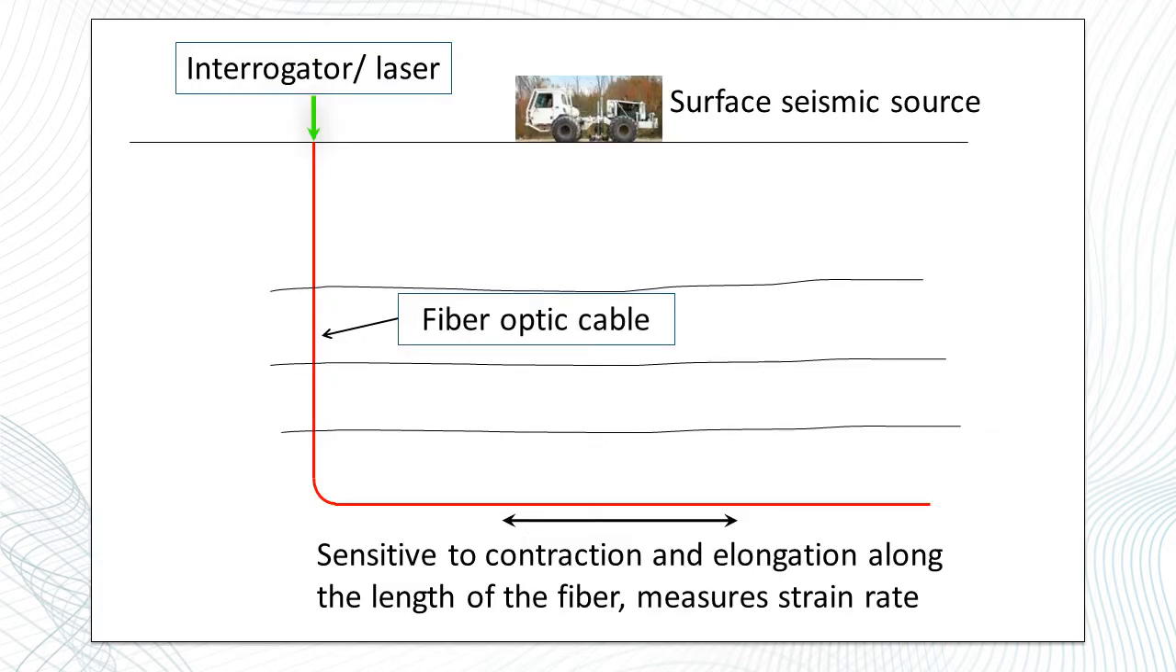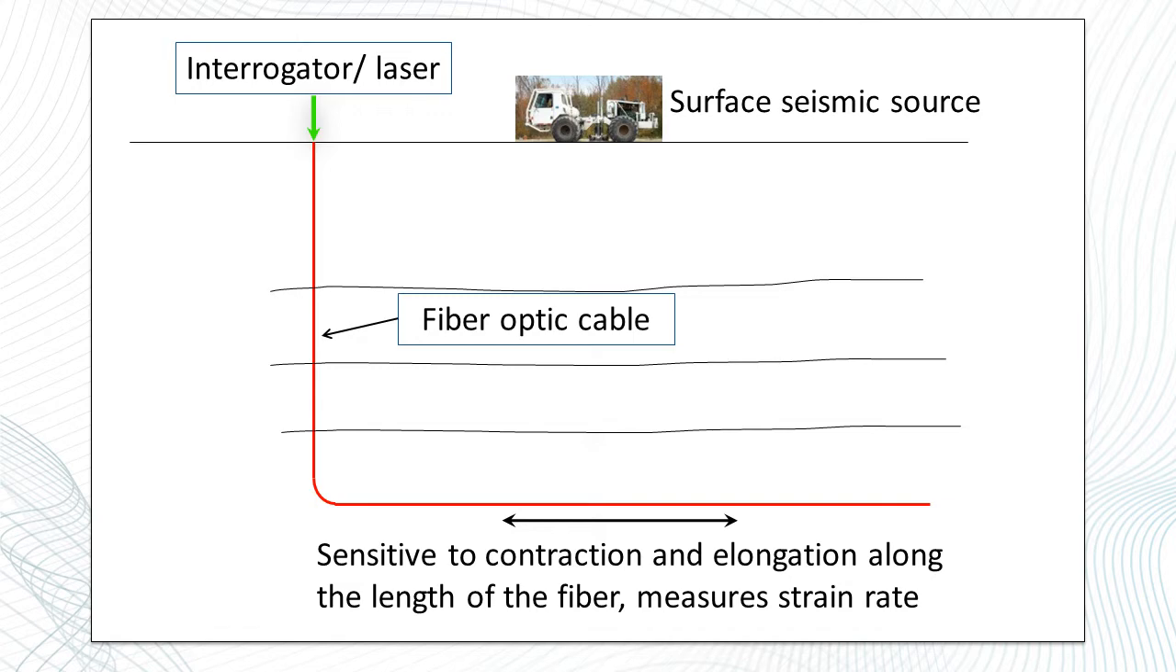This slide shows the components of a DAS seismic survey. First of all, we have a wellbore in the red line, which starts out vertical, goes to some depth, and then turns horizontal. We have a fiber optic cable that's either inside or outside the casing of the wellbore. We have a surface seismic source, which in this case is shown as a vibroseis truck, but it could just as well be dynamite or some other seismic source. To the left of the surface seismic source, we have the interrogator laser system. The laser shines light down the fiber optic cable, and the interrogator measures the strain rate at every point along the wellbore, or every point along the fiber optic cable.